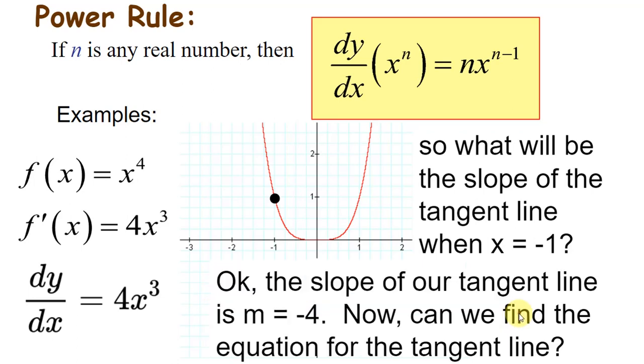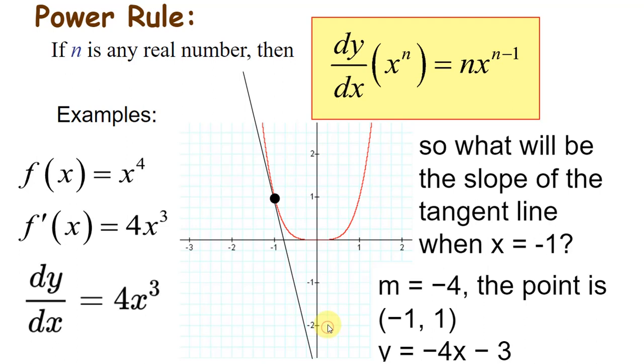So if I've got a slope of -4 for a tangent line, and I happen to know that this point is at x equals -1, could I find the equation of the tangent line? Well, sure I can, because if I've got a slope and a point, I can find an equation of a line, and that's going to be something you're going to have to do. You're going to have to be able to find the slope of a curve at a particular point, and then you're going to have to find the equation of the tangent line.